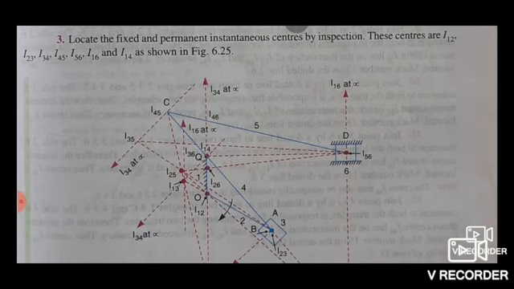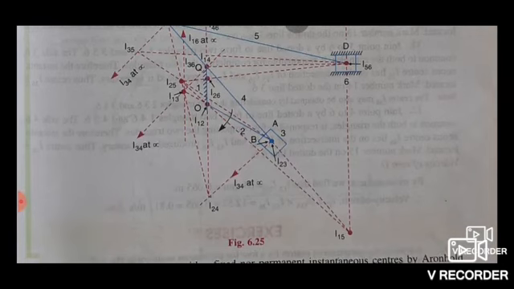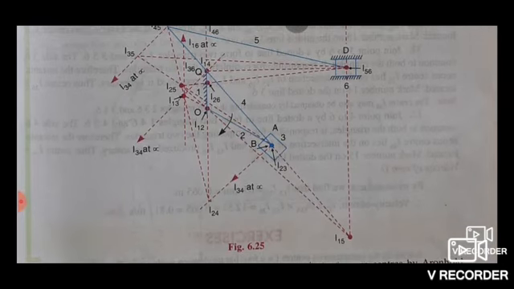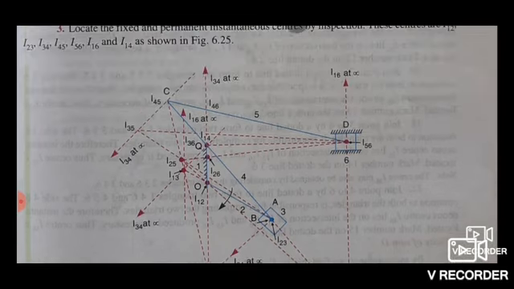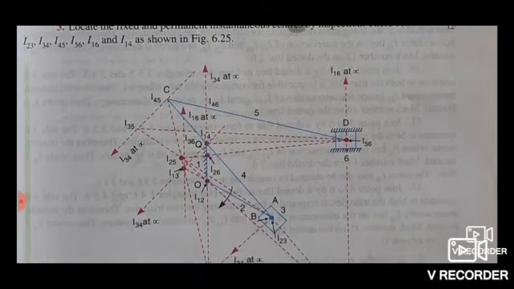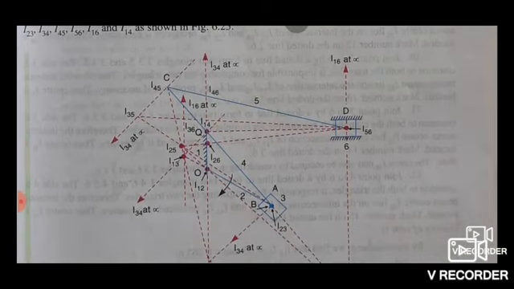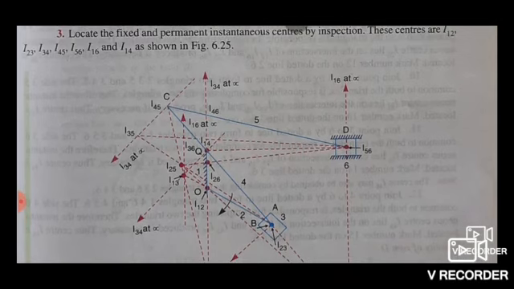So this is I34, at the left corner. Next is I45 at point C, between 4 and 5. I56 is at point D, between 5 and RAM 6.